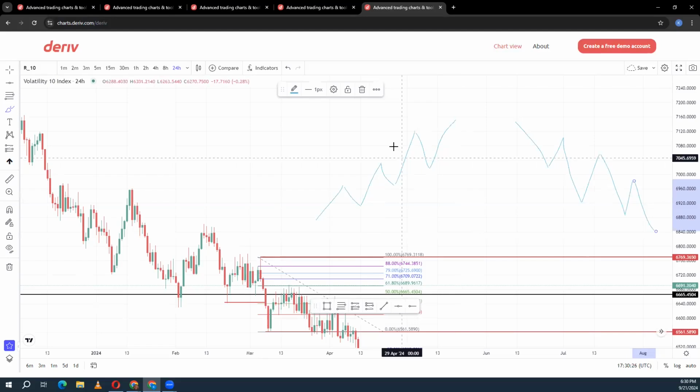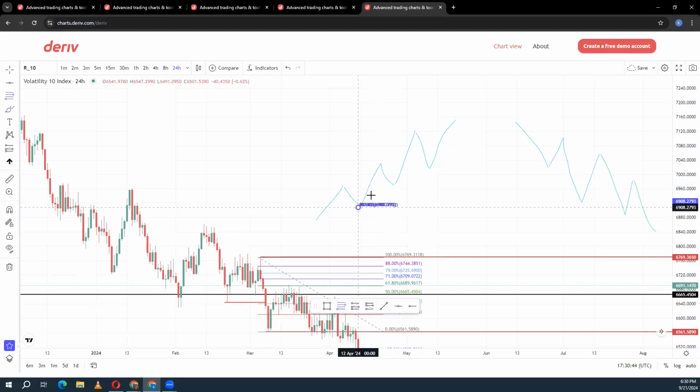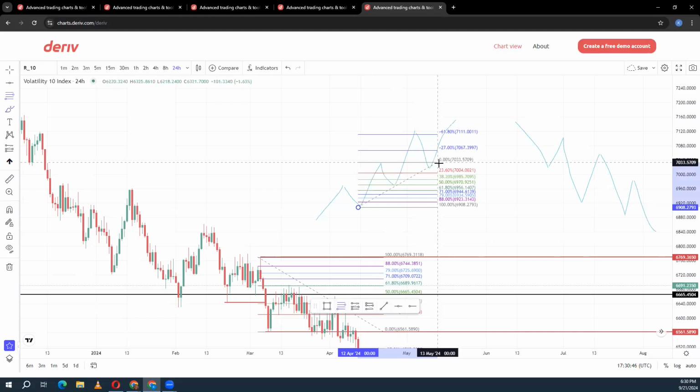So in order for you not to be caught trying to catch a reversal, some people are just going to carefully do their Fibonacci here. So they are going to do a Fib from the beginning of that move.